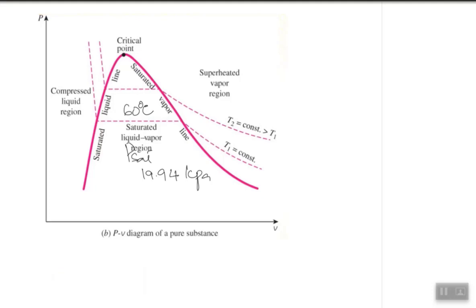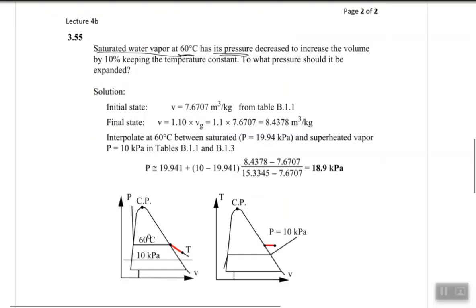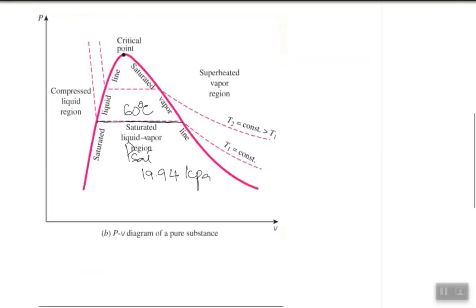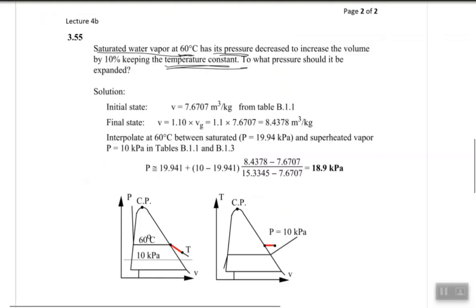You say the pressure is reduced. Inside the vapor dome, where we have saturation, we cannot reduce the pressure while keeping the temperature constant. So if we want to reduce the pressure, we have to go through the superheated region, and then the pressure will be reduced. Till what? It would be reduced till the volume is increased by 10%.